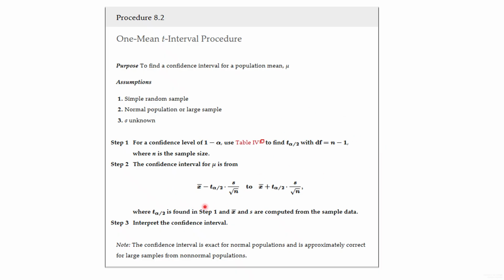And so this is the formula. It's all pretty much the same except for that t alpha divided by 2, and then we're going to use a sample standard deviation in here, and so we can use that to approximate. So we really need to put this into play, which we'll do next.